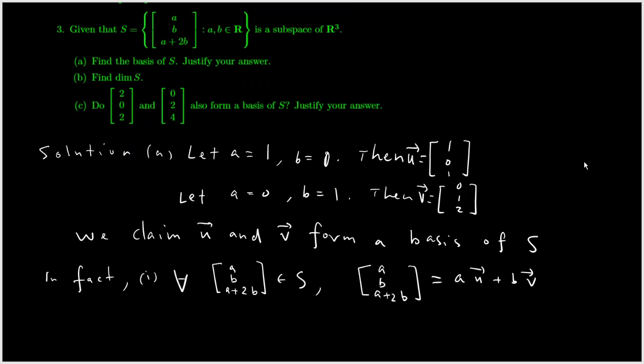What is the meaning of that? Each vector in S is a linear combination of U and V. After this, you can conclude the two vectors span S. That's the definition of a spanning set. You say something like, the two vectors U and V span S.